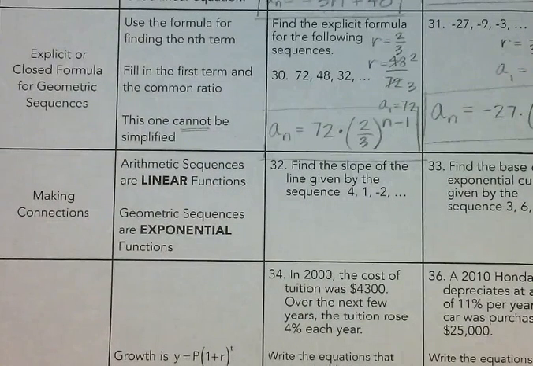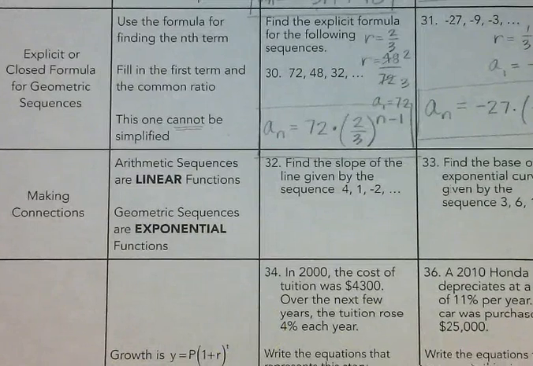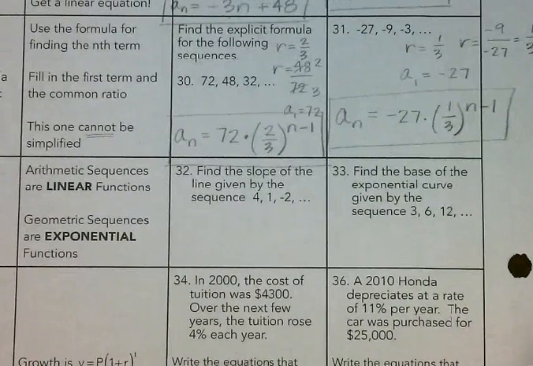Geometric sequences are the ones that make our exponential functions, and that's because they jump really, really high in value as we continue to multiply. So these are just two questions going along those lines.